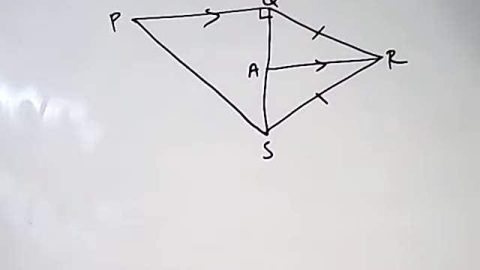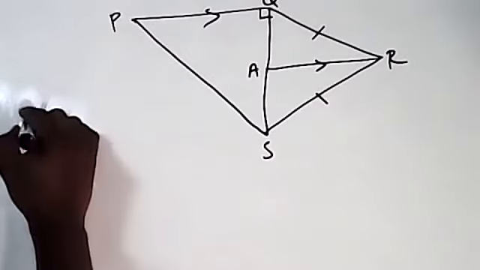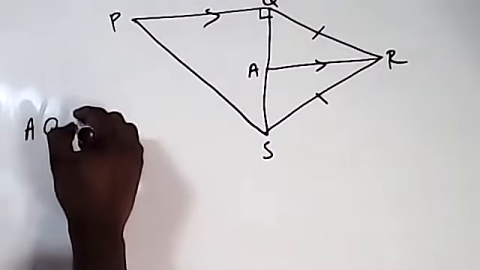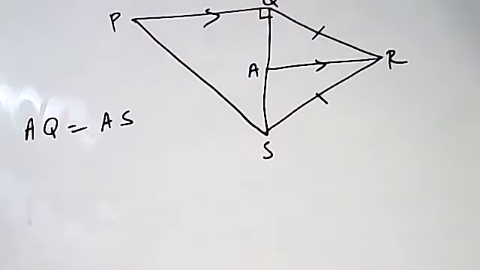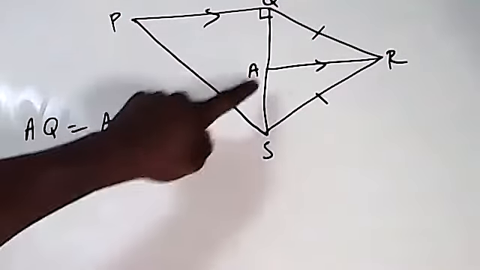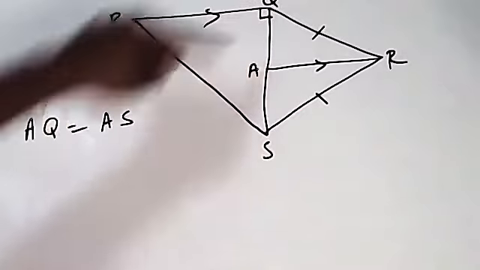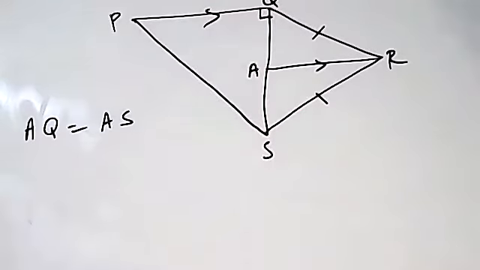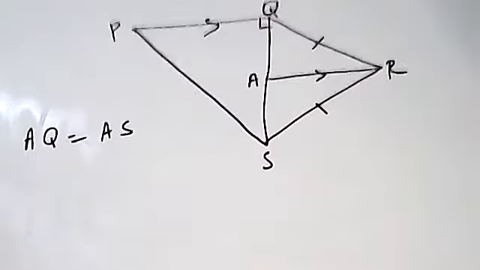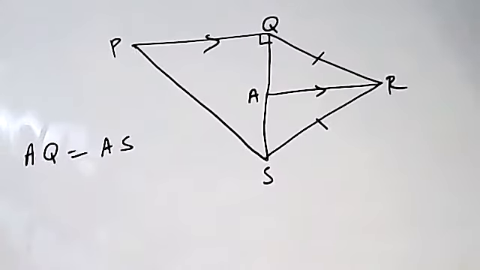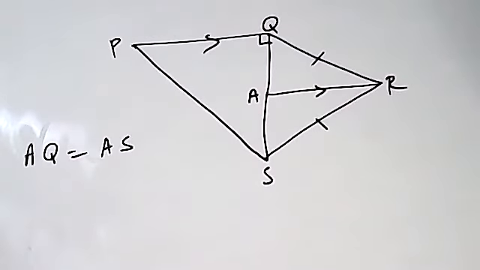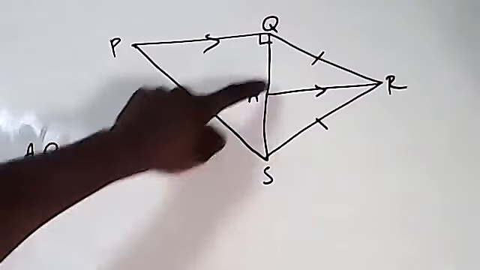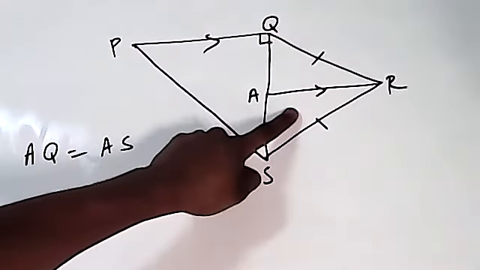We are asked to prove that AQ is equal to AS. AQ is this one, and AS is this one. I told you that in this kind of problem, you don't have to stress yourself. Already they gave you a hint, right? Yes, we can see that we are going to be dealing with these two triangles.